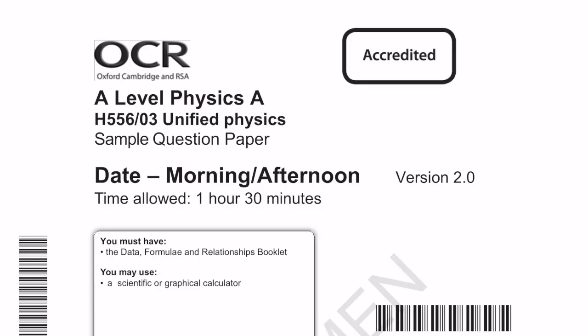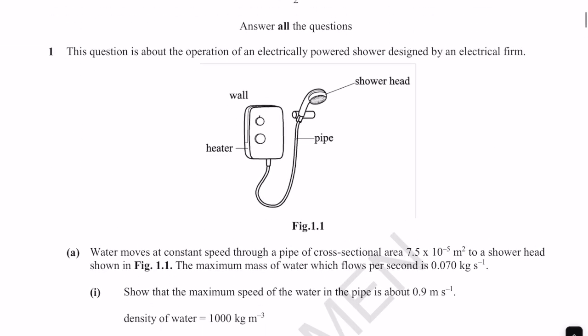In this video, I'll be going through the last paper, Unified Physics, of the Specimen series. This is for OCR Physics A, the Unified paper, the sample question paper under the Specimen series. So let's get started with our first question.